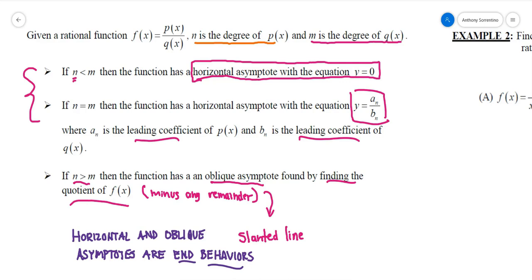This happens more often when you have multiple vertical asymptotes, or situations like we had in D where we had a cancellation of the x minus 2, but yet it still remained there.